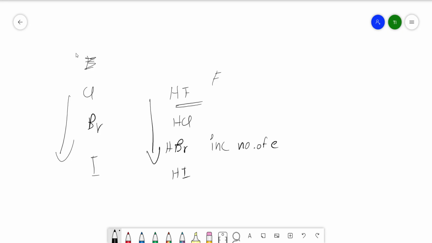And therefore, the trend in melting point goes something like this. This is for HF, this is for HCl, this is for HBr, and this is for HI. That's how it goes. This is an anomaly because it has hydrogen bonds. I hope that makes sense.